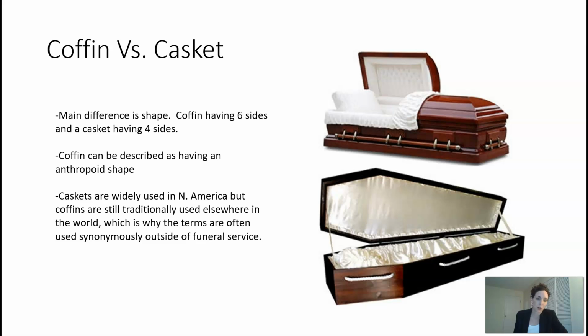So these two words are often used synonymously, as you may be aware, but there are some structural differences that you need to understand and that you can be tested on in this course. The main difference, most simply put, is just the shape of the container. So a coffin is going to have 6 sides, and a casket is going to have 4 sides.